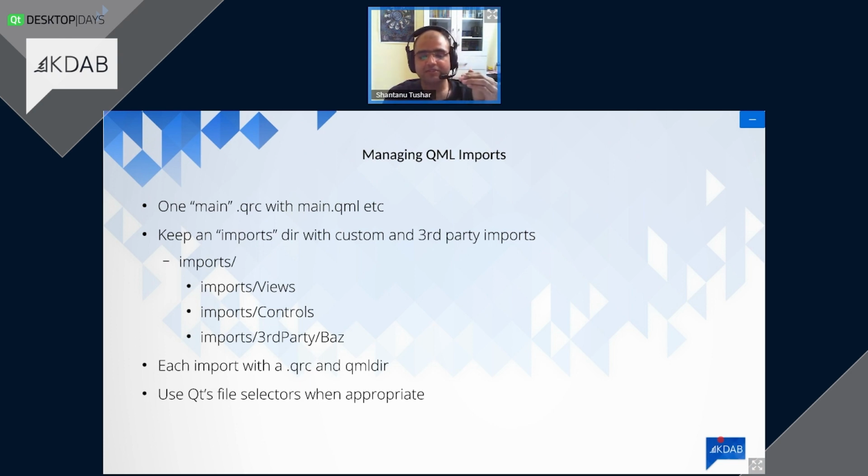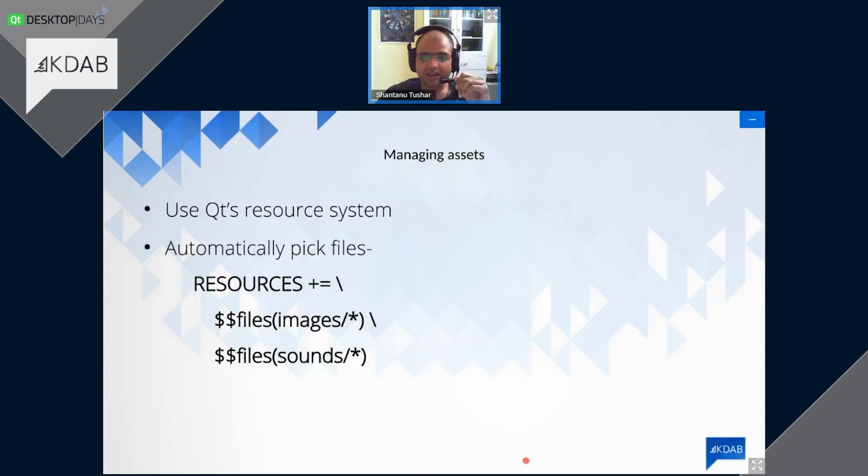It also helps if you keep a resource file for each import, because then you can actually manage them separately and even reuse them in a different project. And use Qt's file selectors where appropriate. So Qt has this nice thing where you can provide a different QML file for a different, let's say, platform. So you can have button.qml and button_android.qml. So maybe you should not do that for buttons, but you get the general idea. So this also helps, although not that much, but it is pretty useful.